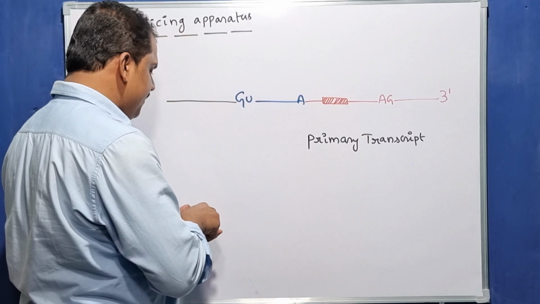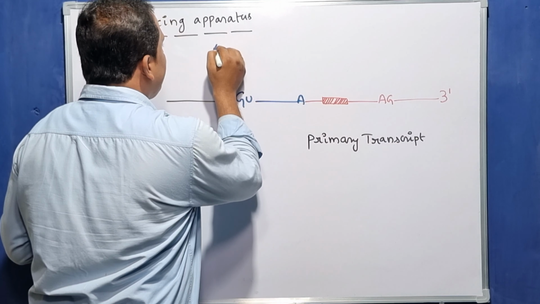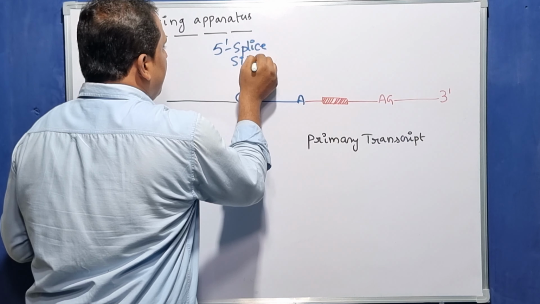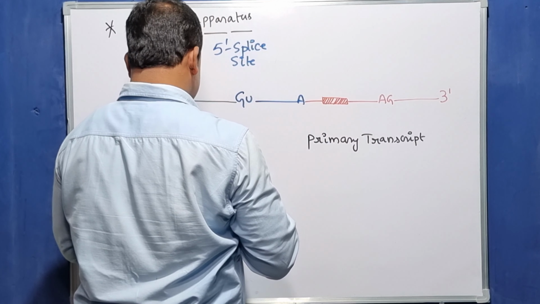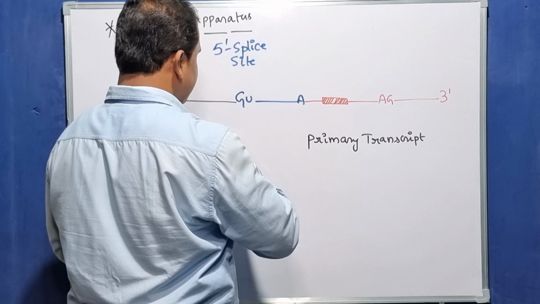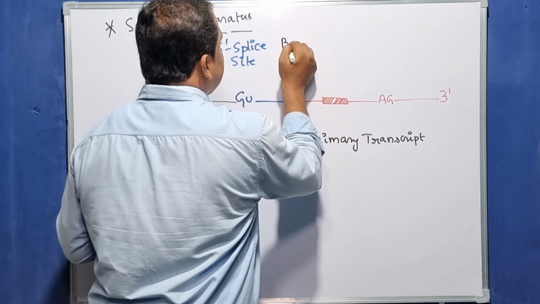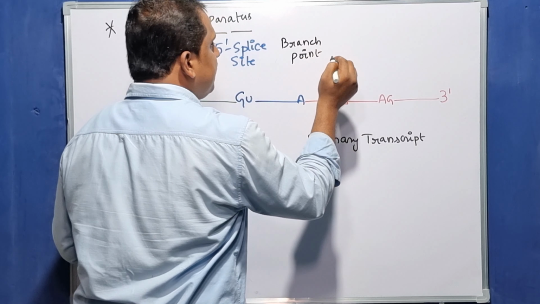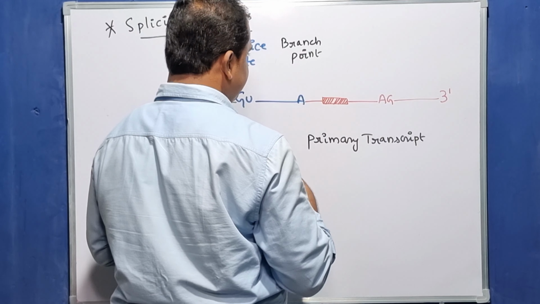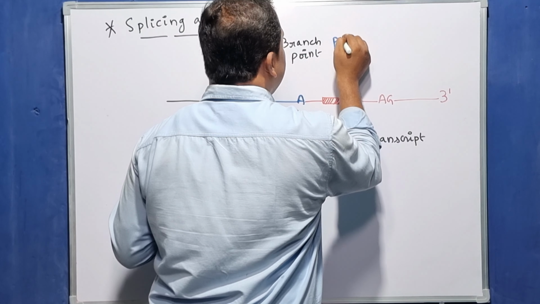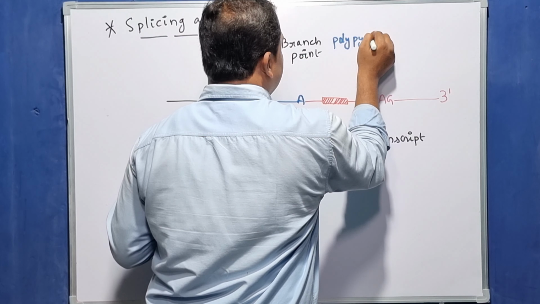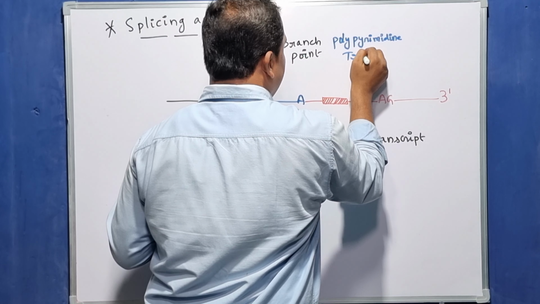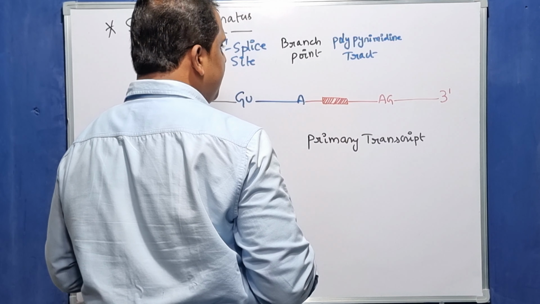So here let me label the things first. Here it is nothing but the 5' splice site, right? 5' splice site, and here it is nothing but the branch point. So let me use some other color here. Branch point, and here it is nothing but the polypyrimidine tract. Polypyrimidine tract. And here it is nothing but the 3' splice site.